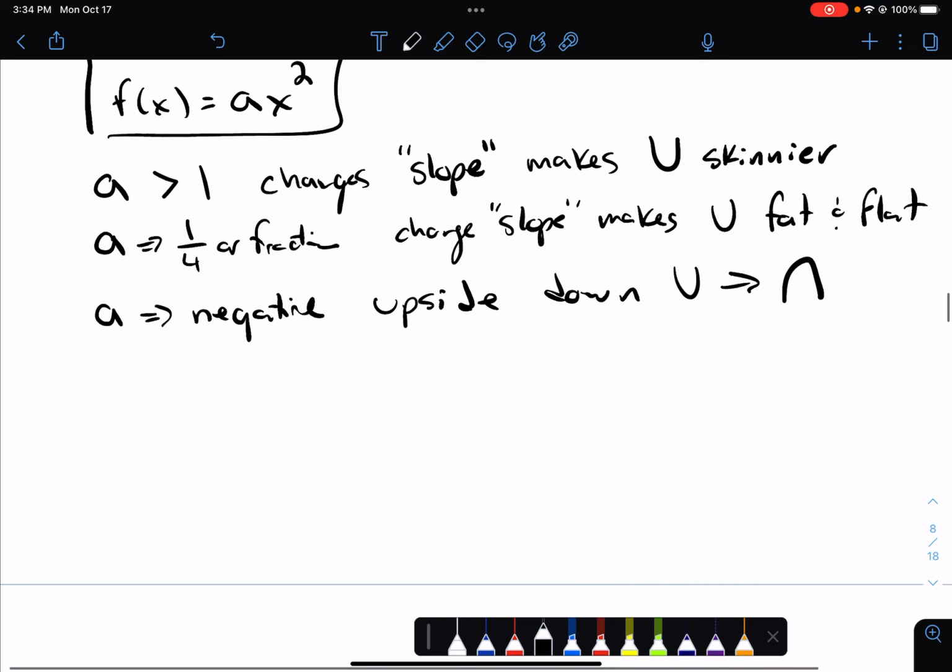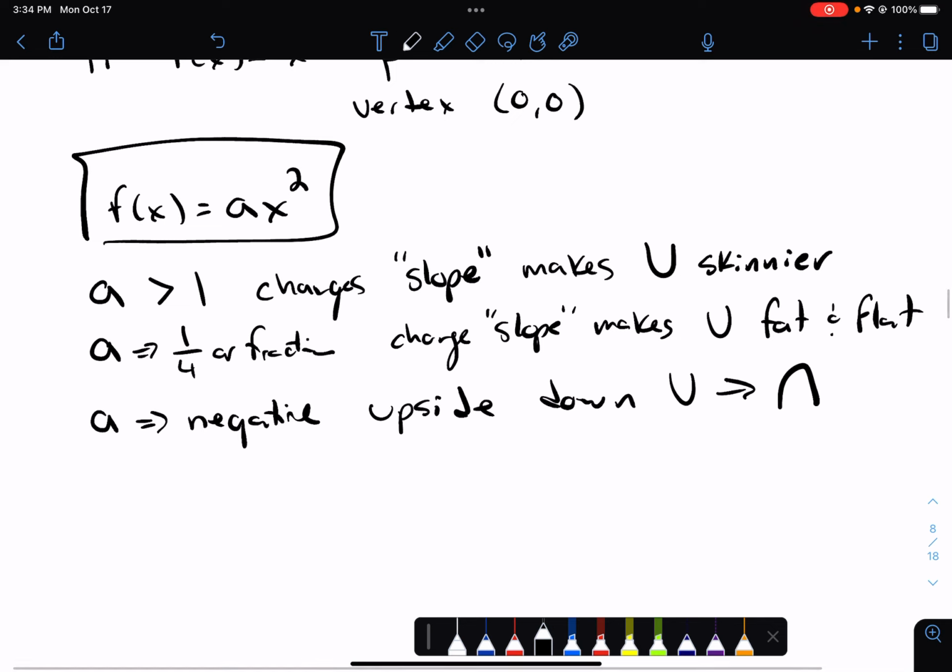If you need to pause the video, finish writing that down, but that's what my a value is going to do, okay? And I'm going to keep telling you, the words I'm going to use are it changes the slope, even though slope mathematically really doesn't mean anything. But what I'm implying is that it changes how steep the function is.